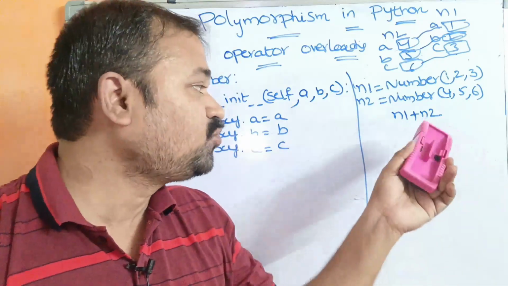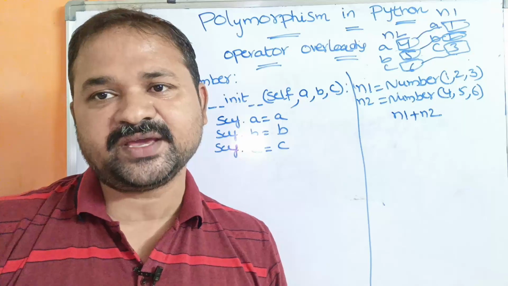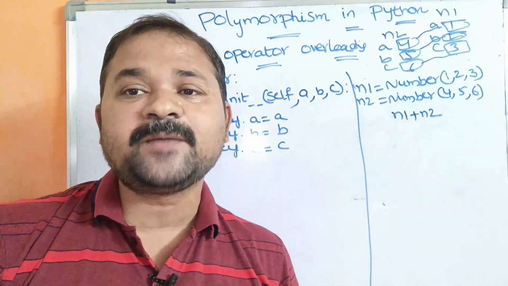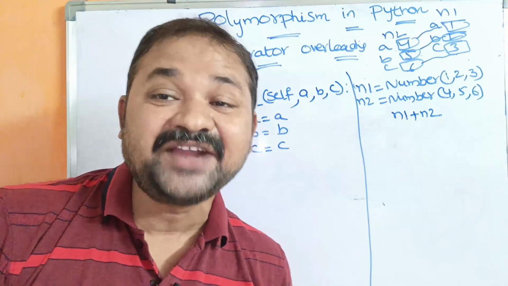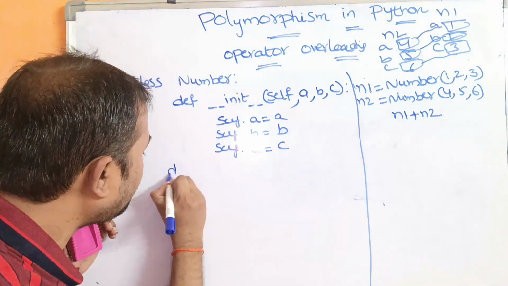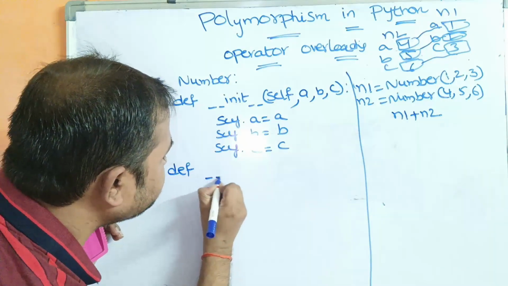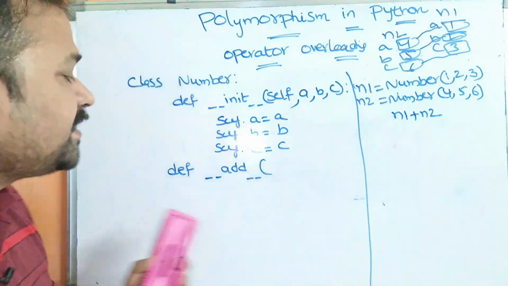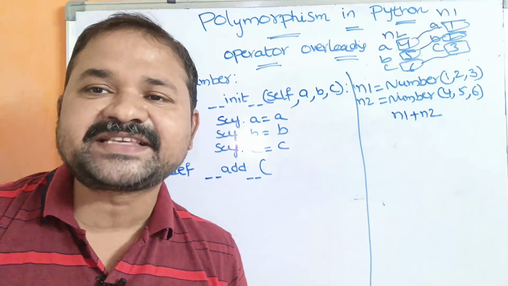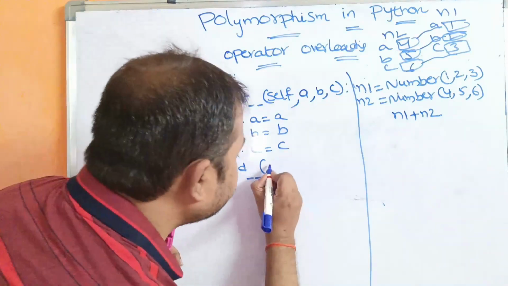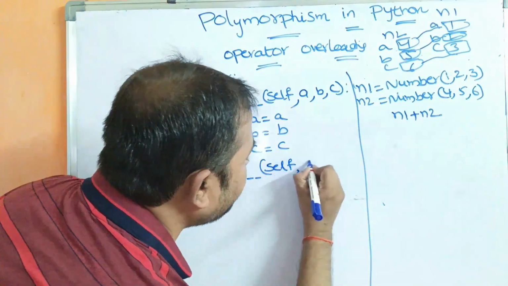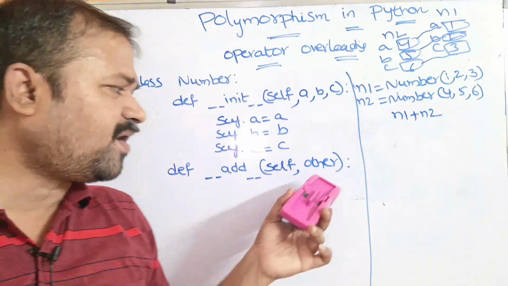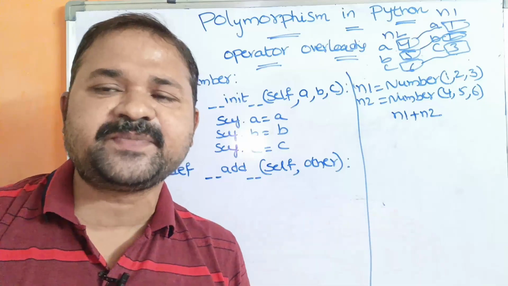So now we have to overload the plus operator. For that purpose, we have several functions. In order to overload plus, we have a function called the add function. So let us define that function or method. def __add__. This add method mainly accepts two parameters. The first parameter is self, the second parameter is other. This is the predefined syntax. If we want, in place of other, we can use some other name also.